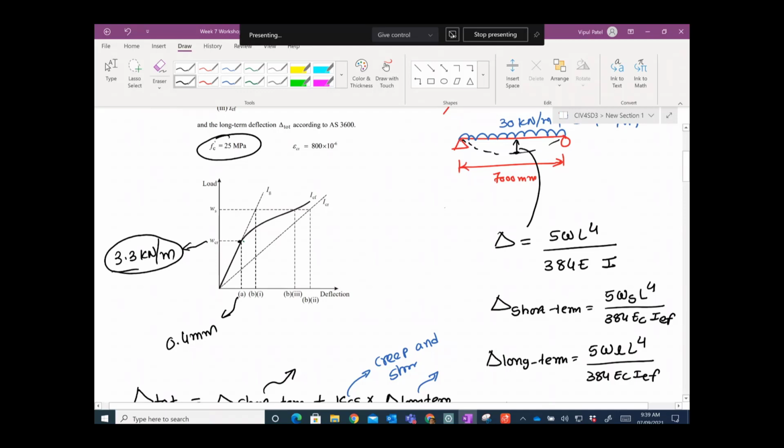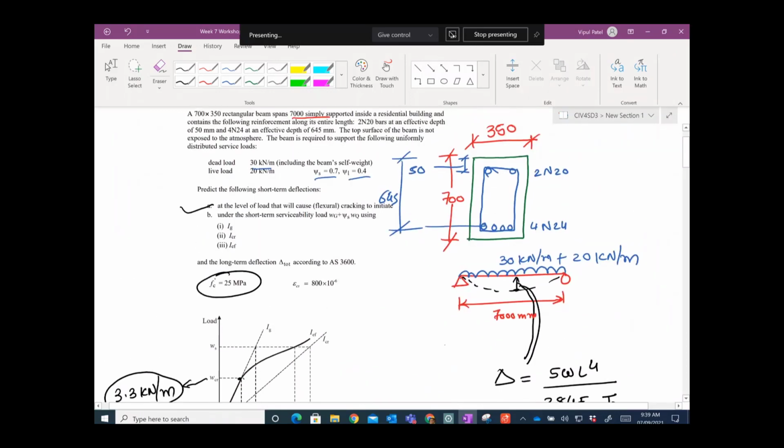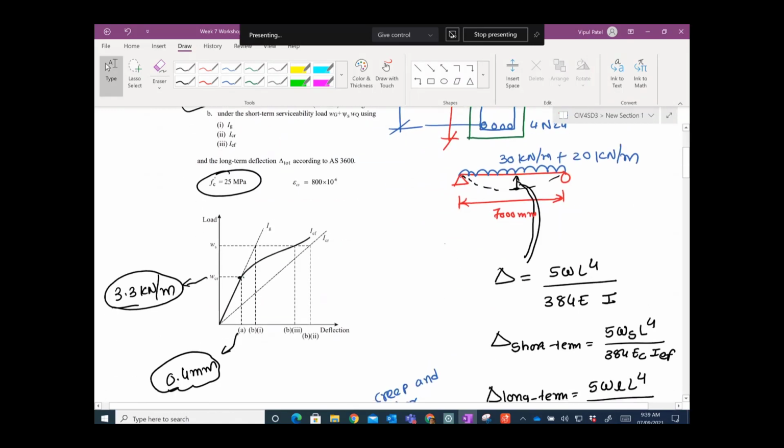We calculated 3.3 kilonewton per meter, which is your cracking load, and 0.4 millimeters, which is the deflection when the first crack appears. So that's the whole procedure for finding at what level of the load the flexural cracking will be initiated. That's the first point where your crack will initiate in this scenario. And you can see that we used I gross.